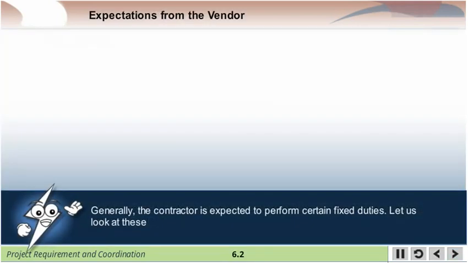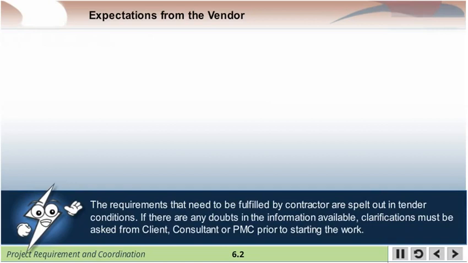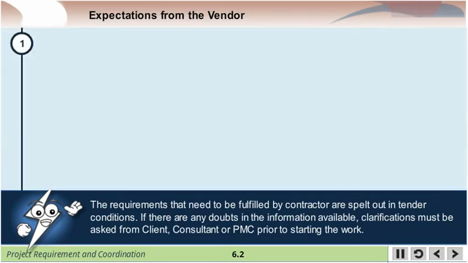Generally, the contractor is expected to perform certain fixed duties. Let us look at these. The requirements that need to be fulfilled by the contractor are spelled out in tender conditions. If there are any doubts in the information available, clarifications must be asked from the client, from the consultant, or PMC prior to starting the work.